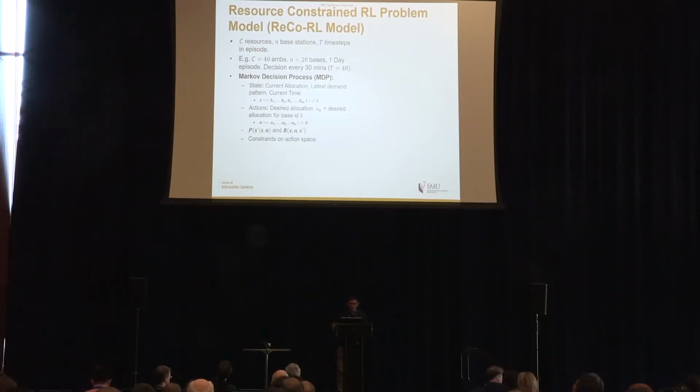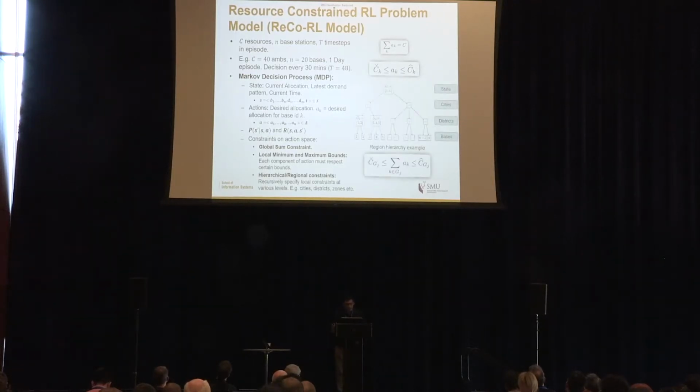And there are constraints on the action space. So you have the global sum constraint, which says that the number of resources is constant. You have local minimum and maximum bounds on every base station. And you can also have hierarchical regional constraints. So once you have local min and max bound constraints and the sum constraint, you can recursively specify these local constraints at various regional levels to specify hierarchical constraints.